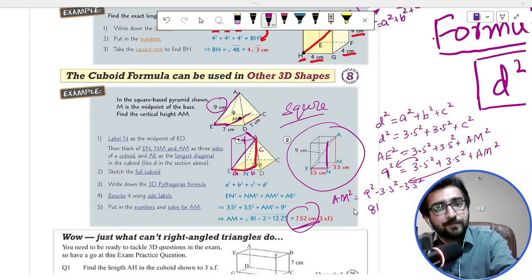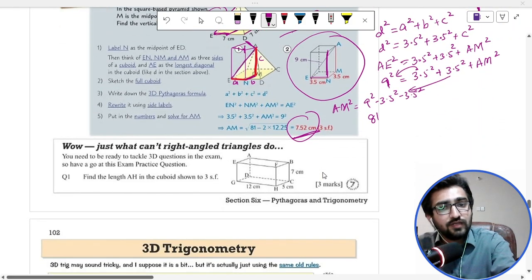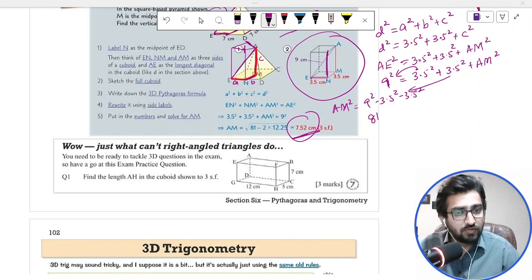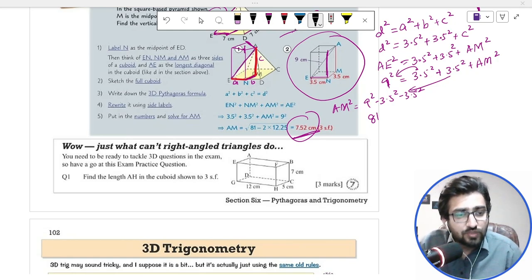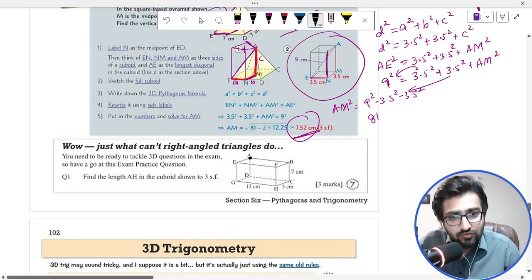So this was the question. Now let's try this one. This is a very simple one. Why? Because this is not a square based pyramid. This is direct, and the question says find AH. A is that one, H is this one, so this is the diagonal.